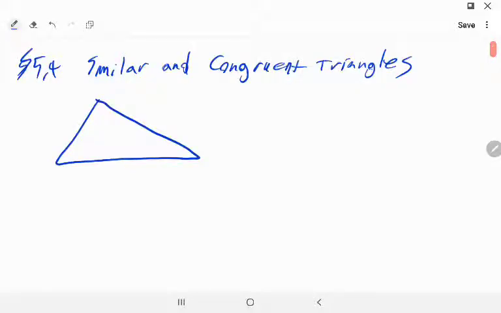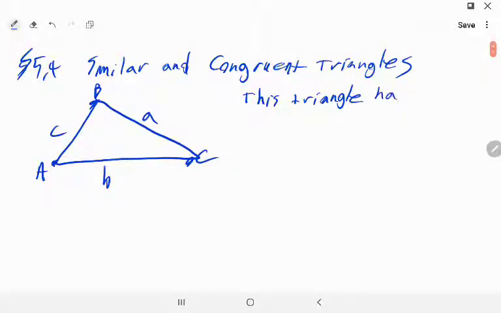If we have a triangle and we decide to label the corners capital A, capital B, capital C, and label the sides little a, little b, little c, we notice that we are saying this triangle has angles capital A, capital B, capital C.